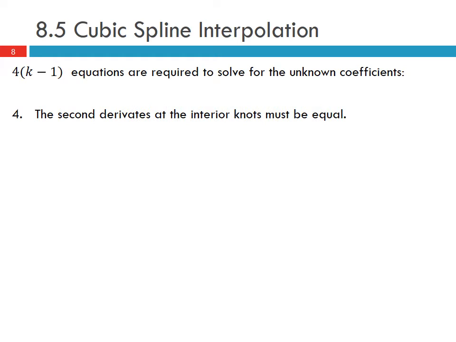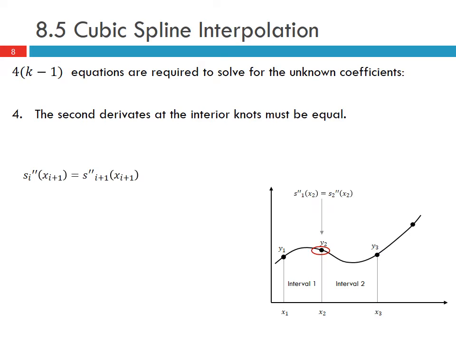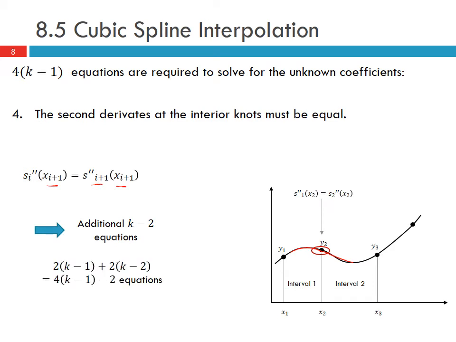We can also say that the second derivatives at the interior knots must be equal. So at the point where the two functions meet, the second derivatives also have to be equal. The second derivative of S_i at x_{i+1} is equal to the second derivative of S_{i+1} at x_{i+1}. Again, this gives us an additional k-2 equations for the interior knots. So we can see that we have 4(k-1) minus 2 equations, so we need 2 more equations.